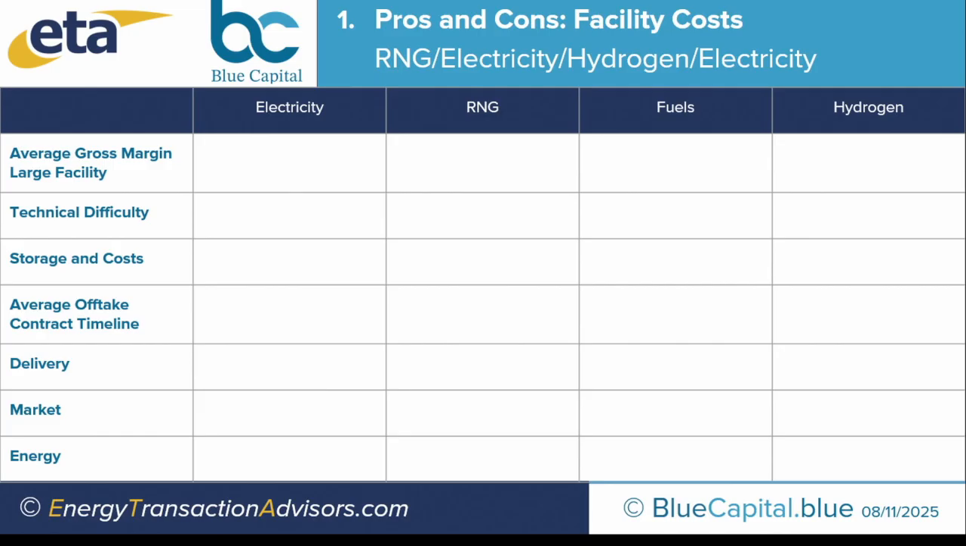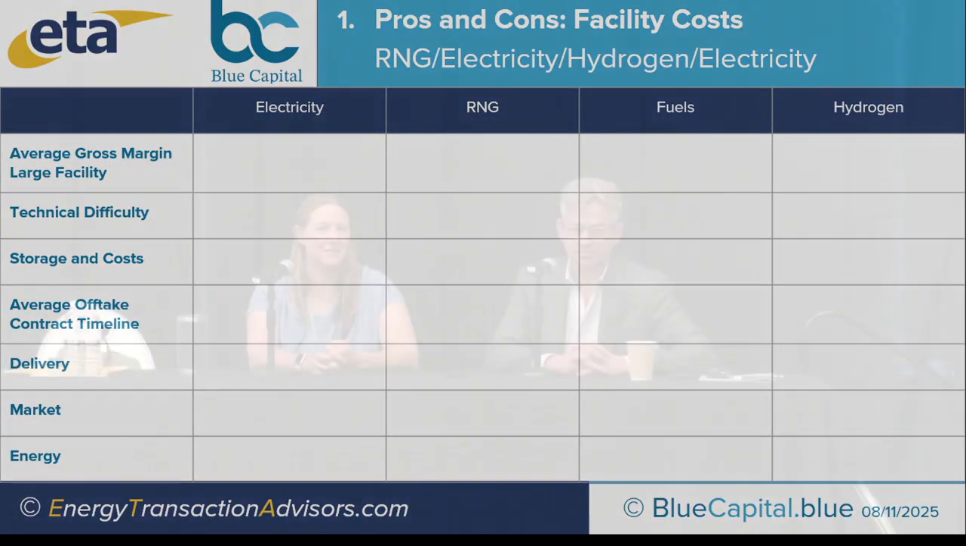So the first thing I want you guys to think about is, what do you think the average gross margin of each of those offtake types is? Just write it down on your sheet. Just think about it. There are no wrong answers. And think about how they rank in relation to each other as well.